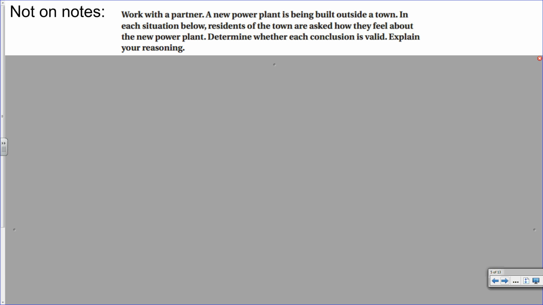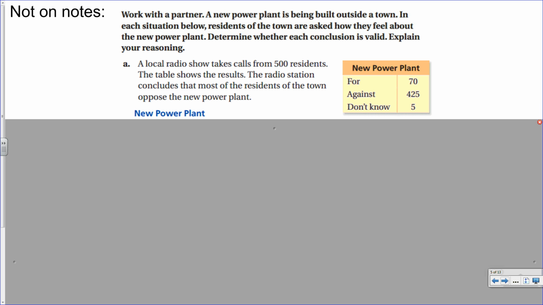Here's another example. A new power plant is being built outside of town. In each situation below, residents of the town are asked how they feel about the new power plant. So you need to decide which one of these is valid. The first one is a local radio show. A radio show takes calls from 500 residents. This table shows the results. The radio station concludes that most of the residents of the town oppose the new power plant because 425 of the people who call in are against.